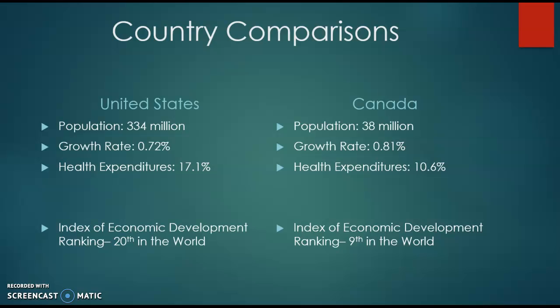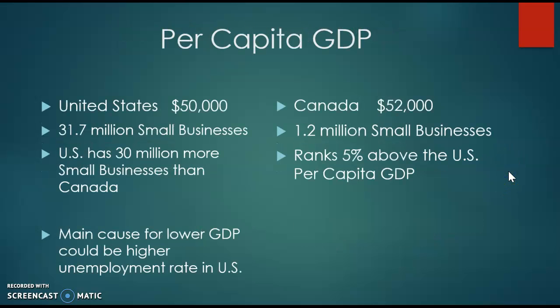Now this is going to take into consideration each country's population and other things. The Index of Economic Development ranking, the United States is 20th in the world, and Canada is ranked 9th. So the United States definitely has some work to do to improve and have our ranking move up as far as the Index of Economic Development goes. If we look at the per capita GDP, the United States is at 50,000, Canada is at 52,000.